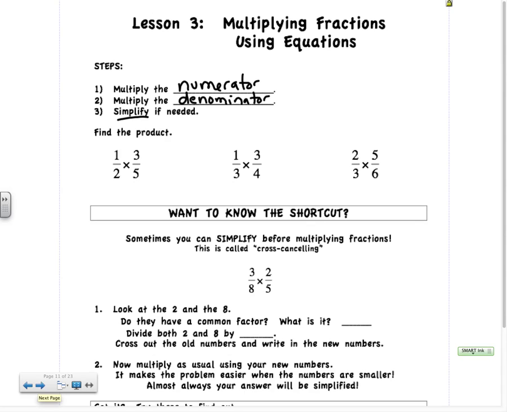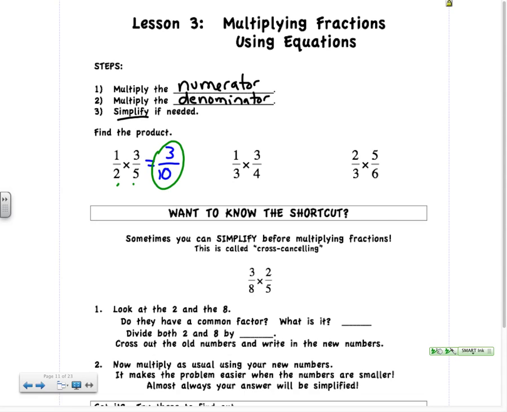1/2 times 3/5. So multiply the numerators. 1 times 3 equals 3. Multiply the denominators. 2 times 5 equals 10. Okay, that's it. I'm done. 3/10. And you should stop and notice that our product, 3/10, is actually less than 1/2 and less than 3/5. 1/2 is 5/10. 3/5 is 6/10. 3/10 is less than both of those because we're taking a part of a part.